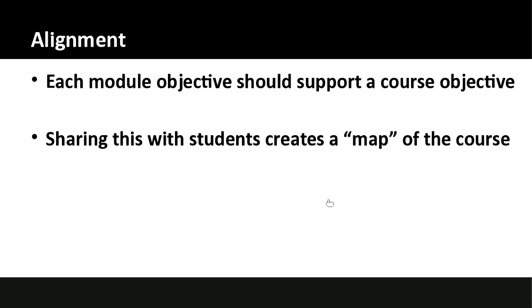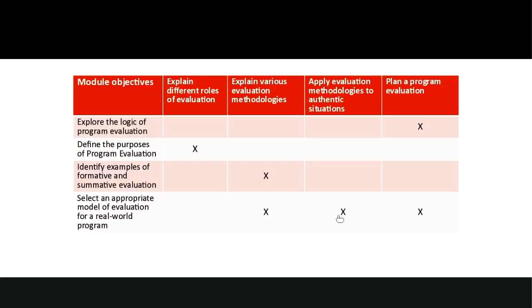So each module objective should support a course objective, and you should share how they connect with each other with your students. And that's really to help your students understand the relevancy and the purpose of why they're doing these things in the course. So the way I like to do that is to create a table like this. What I do is I put the course level objectives across the top. In this example, it's an evaluation course, and it has 4 course learning objectives. And then I will add the module level objectives in column 1 down the side.